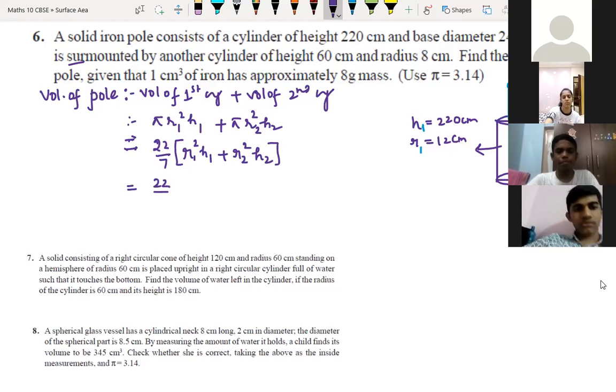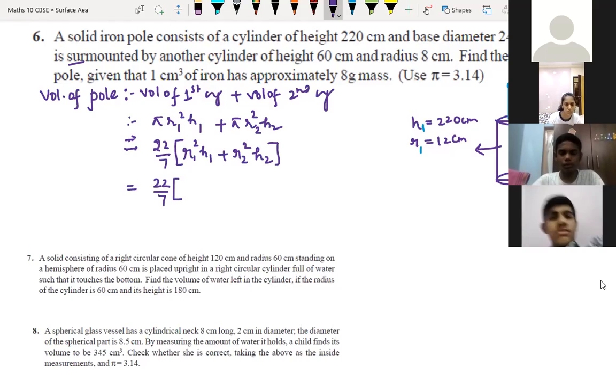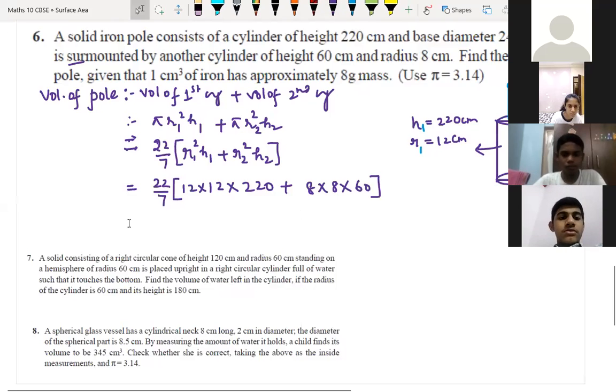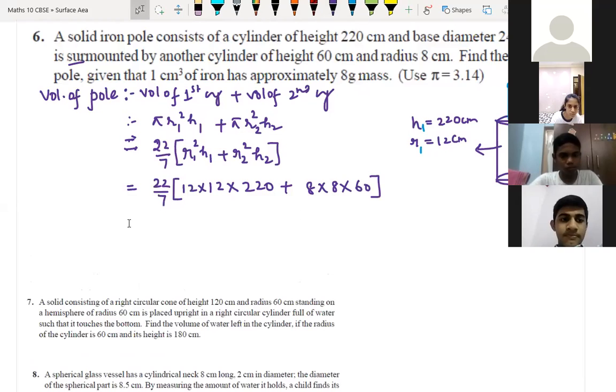So 22 by 7, r1 square. r1 is 12, so 12 into 12 into h1, that is 220, plus 8 into 8 into 60. This is a very big question, so much multiplication is there, right, children? So 12 into 12 is 144. Then 144 into 22, what will come? You get 3168, followed by 0.